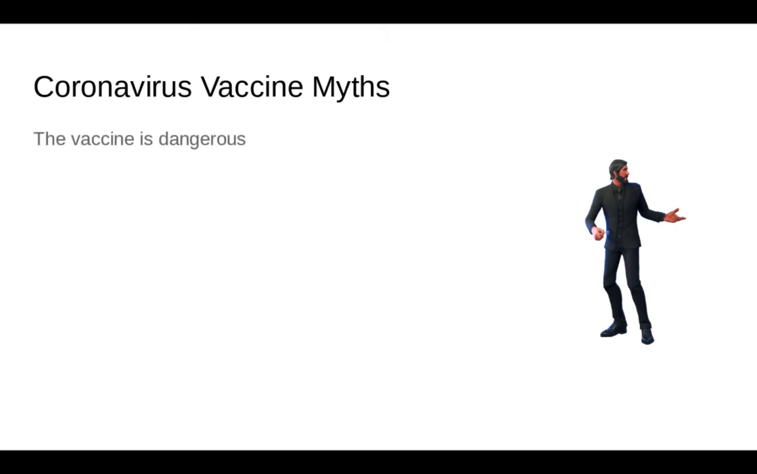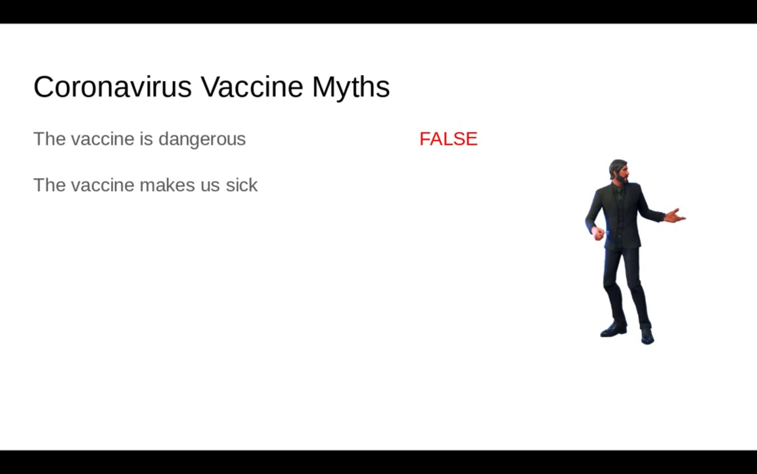So, first one, the vaccine is dangerous. This is not true. The Oxford University vaccine, they have been following all of the protocols, all of the regulations when making a vaccine. So it will be safe when they have finished their trial, and when it's released, it will be safe to take.